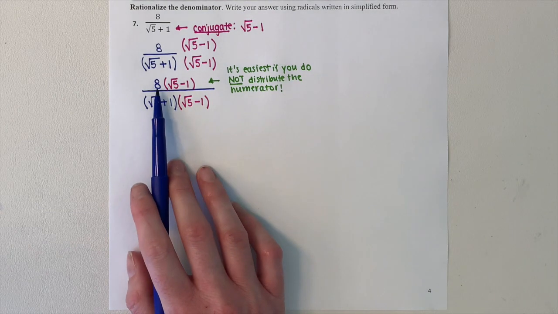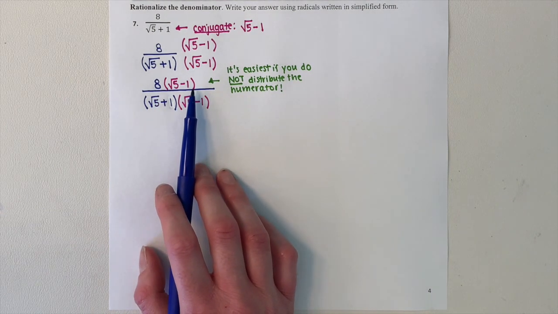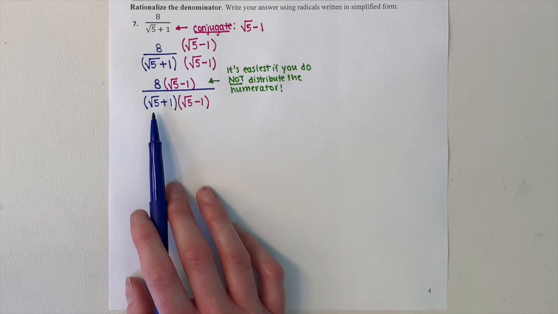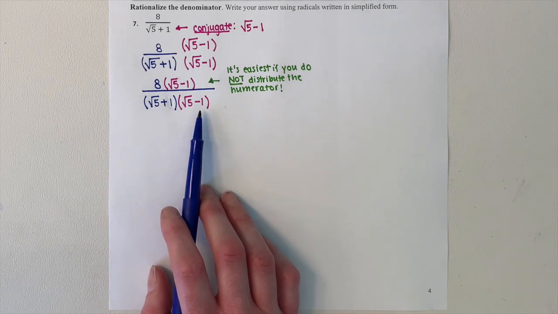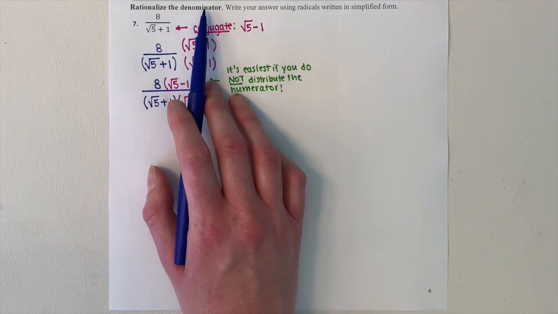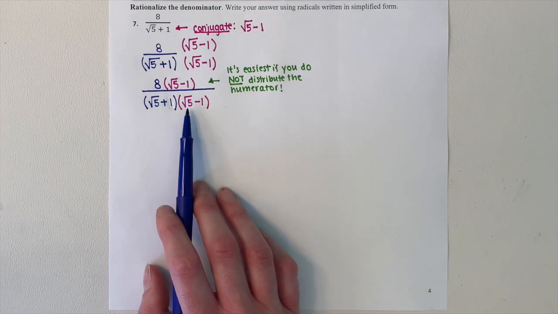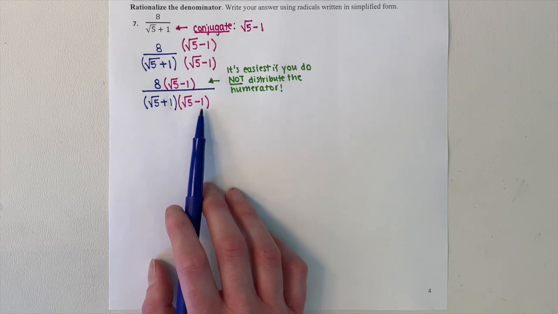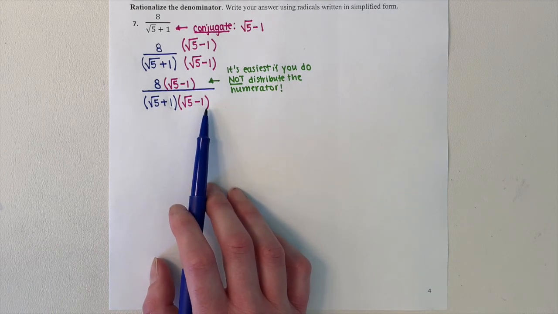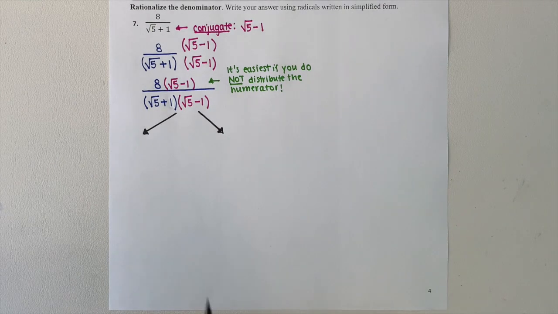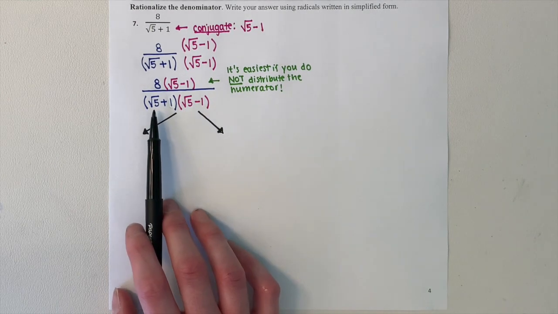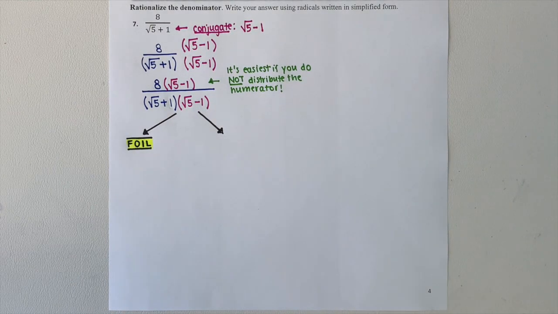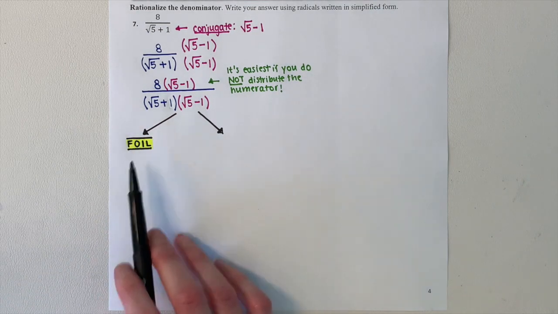Now, while I recommend that you leave the numerator exactly as is, we cannot leave the denominator as is because the whole goal of this problem is to rationalize the denominator. The denominator has square roots. We've not yet gotten rid of them, so we need to focus on simplifying this denominator in order to get rid of those square roots. And there are two different approaches we can take to simplify this denominator. One approach is that we can FOIL the denominator. I'm going to walk you through this approach first.